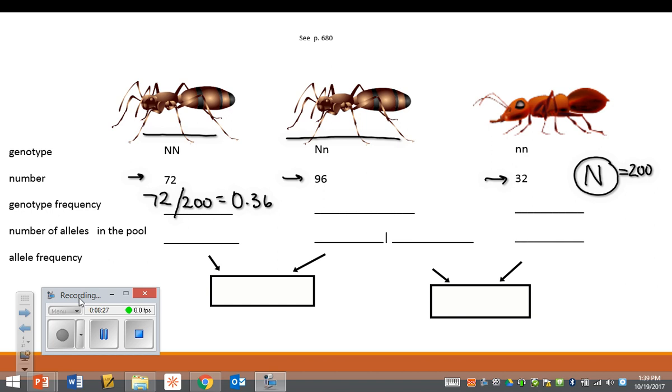We'll do the same thing for the next one, 96 out of 200. If we do that, we're doing 96 divided by 200 or 48 divided by 100. So it gives us 0.48. Here we have 32 out of 200 or 16 out of 100, 0.16. When we consider frequencies, I want you to notice what would happen if I added them together.